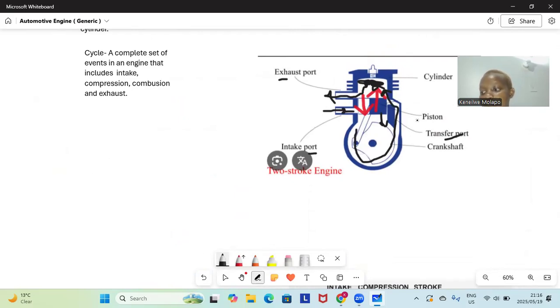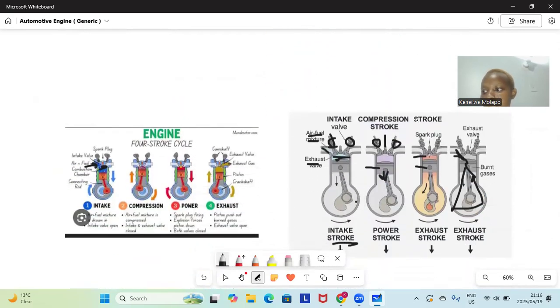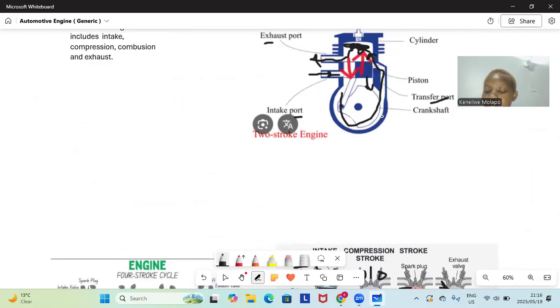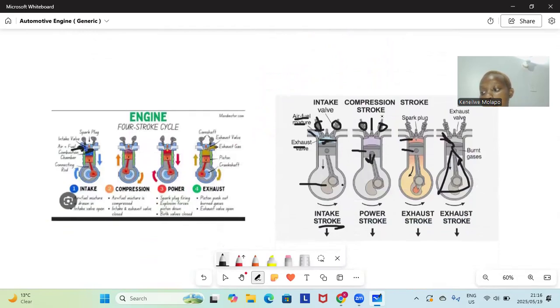The other thing you have to know is that the four-stroke engine uses a separate oil in the crankcase. These are your crankshaft, these things. The four-stroke engine uses a separate oil in the crankcase, while the two-stroke uses oil mixed with fuel.